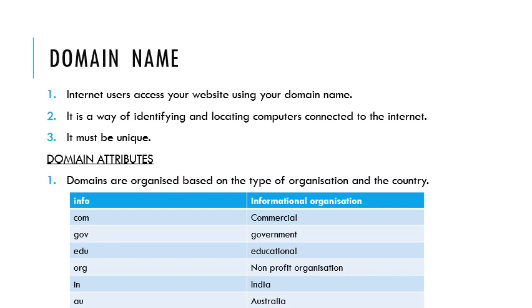Then there are some domain attributes like .com, .info, .edu, .org. .info stands for informational organization, .com for commercial organization, .gov for government, .edu for educational, and .org usually for non-profit organization, as in the case of the school website Rainbow Public School samiti.org.in. After org.in, it is a non-profit organization in India. Or if a website is in Australia, it would be .au, depending on the geographical location.